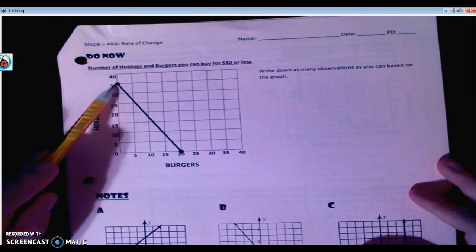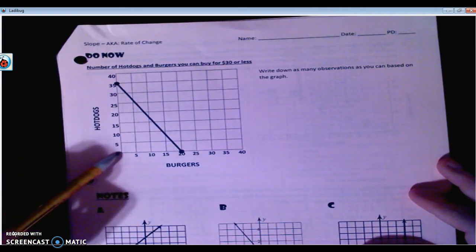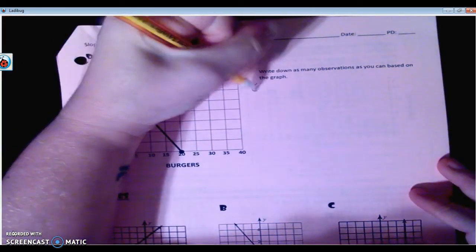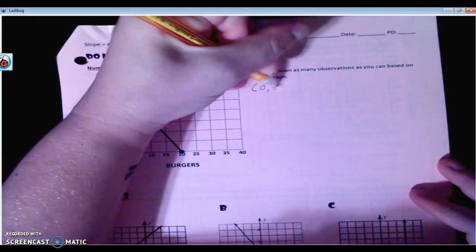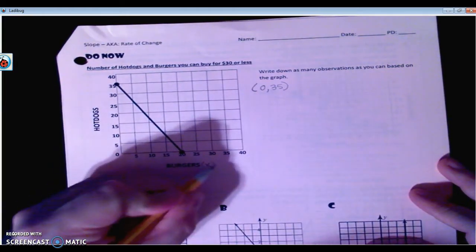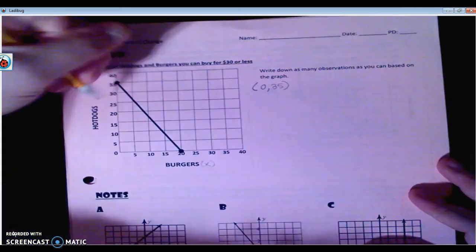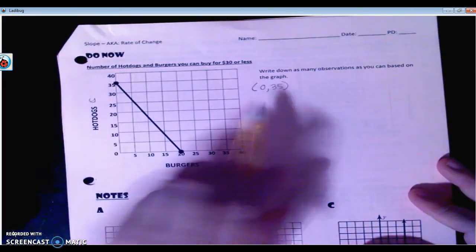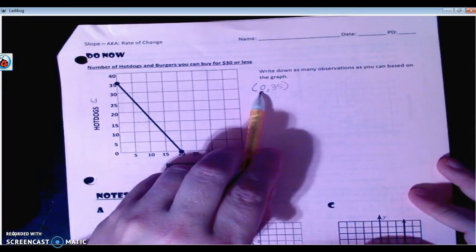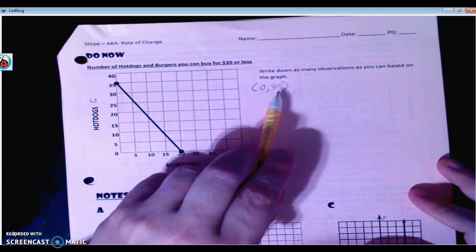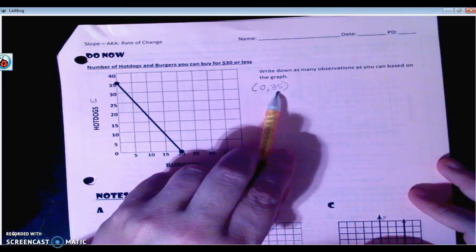So one thing that we can see right here is that we've got 2 points. At this point, what does this point tell me? Well, if we take a look at that point, it is (0, 35). Well, the burgers are my X axes, right? And my hot dogs are my Y. So how do I interpret that? If I buy 0 hamburgers, I can buy 35 hot dogs.